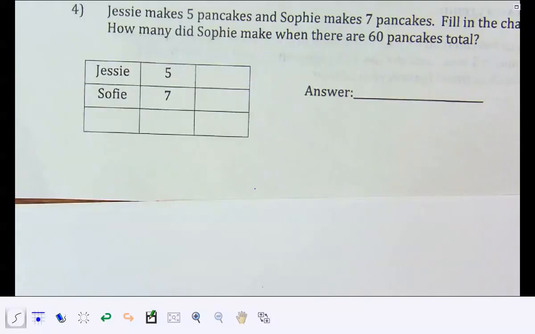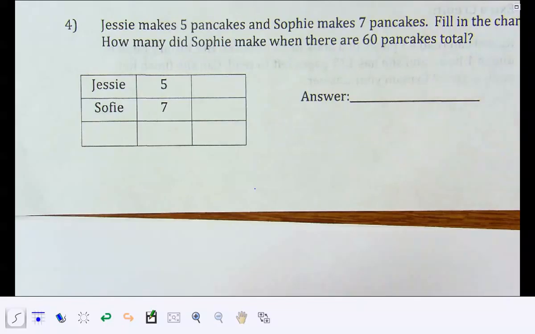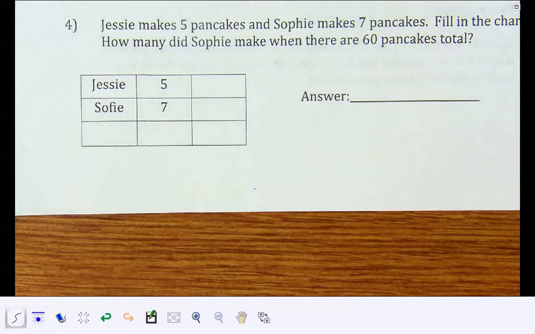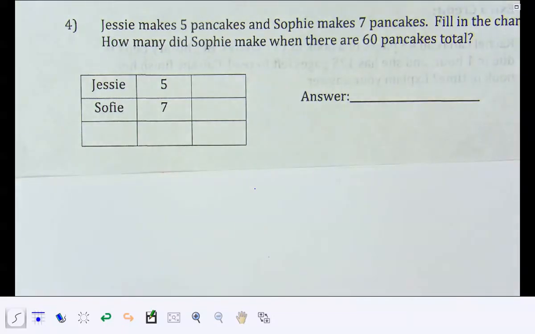Number 4, Jesse makes 5 pancakes and Sophie makes 7 pancakes. Fill in the chart. How many did Sophie make when there are 60 pancakes total?